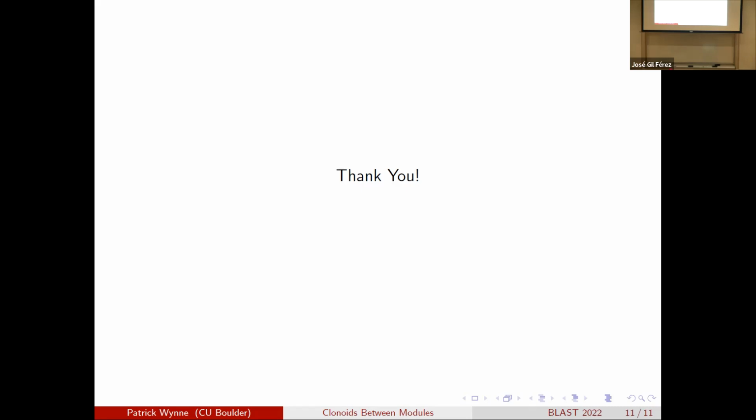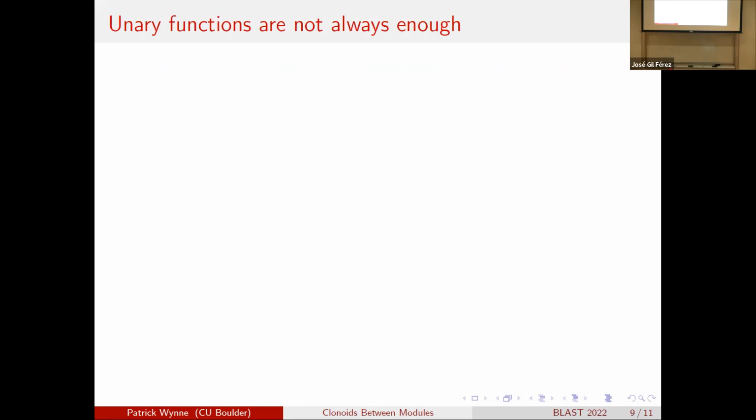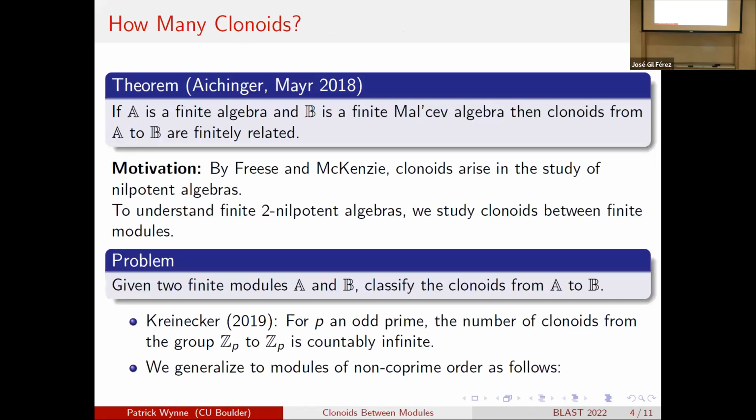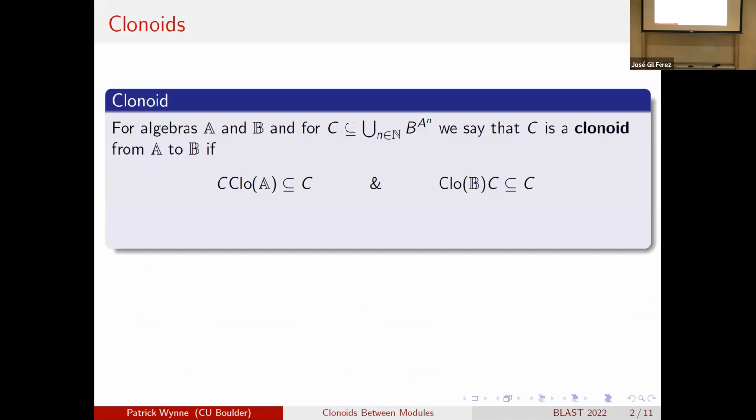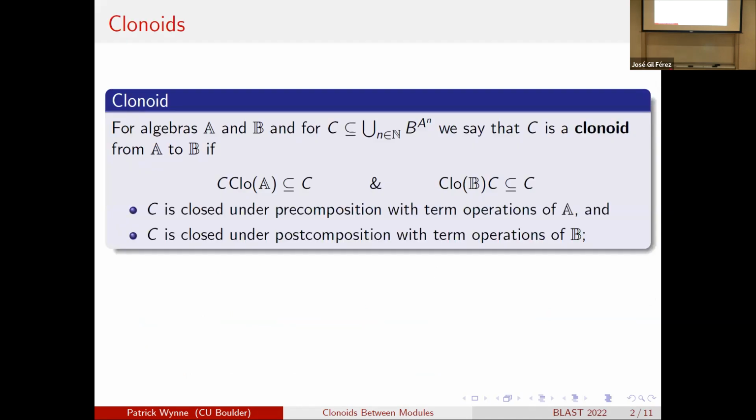But clonoids have a structure that clones do, because you can compare them. For a fixed algebra A and B, the set of clonoids from A to B will form a lattice. Strictly speaking, from the way I originally defined them, the empty set would be the smallest element of this lattice, and the largest element would be the set of all functions from powers of A into B.